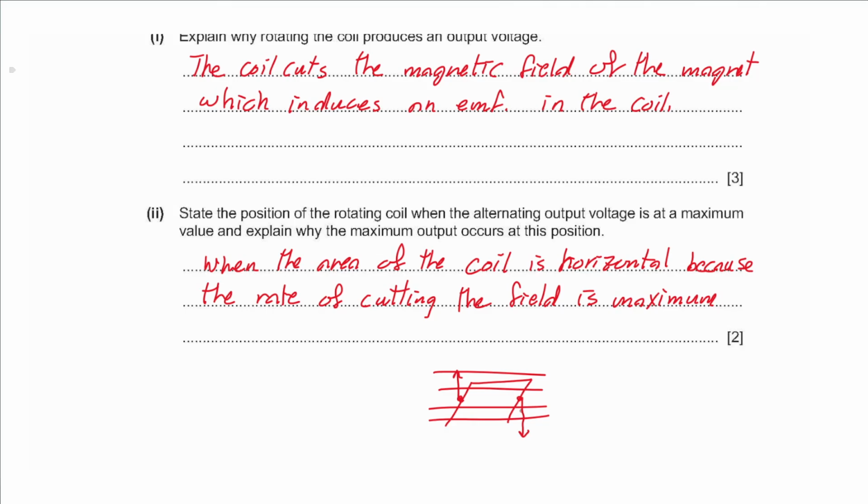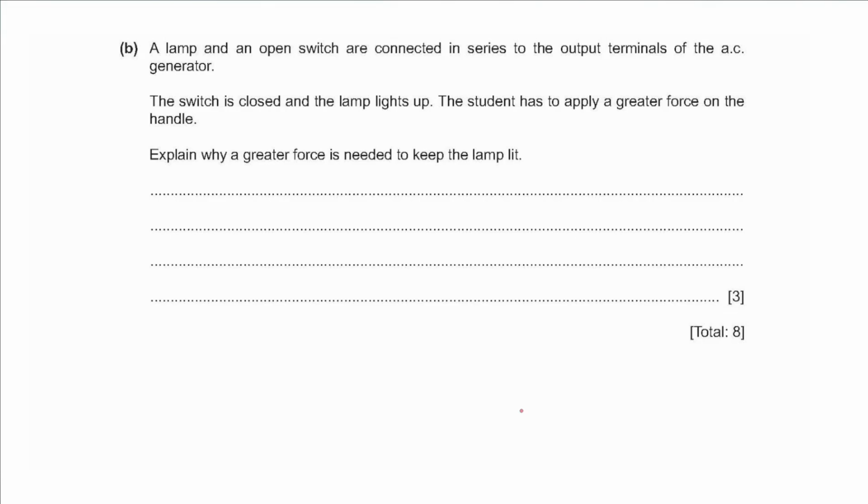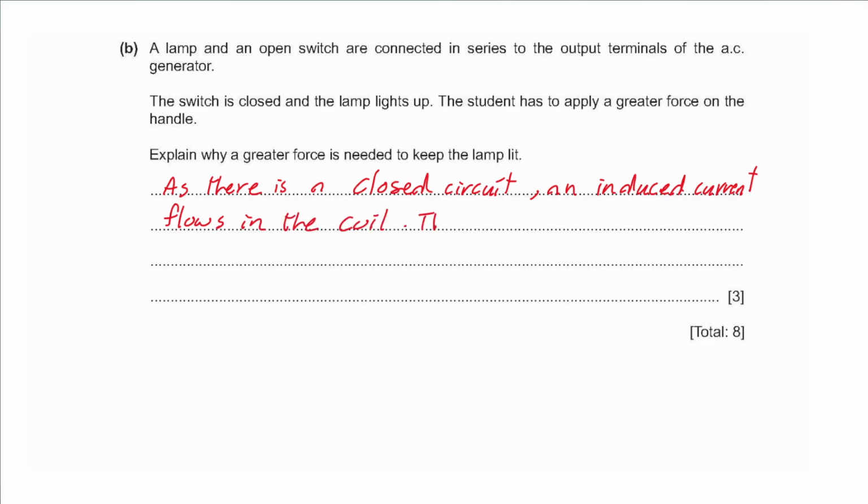so they cut the field with maximum rate. Part B says a lamp and an open switch are connected in series to the output terminals of the AC generator. The switch is closed and the lamp lights up. The student has to apply a greater force once there is a current in the coil on the handle. So explain why a greater force is needed to keep the lamp lit. This is about Lenz's law. We say that as there is a closed circuit now, an induced current flows in the coil. This current opposes the motion or creates a force that opposes the motion. So an extra force is needed to keep the motion with the same speed.